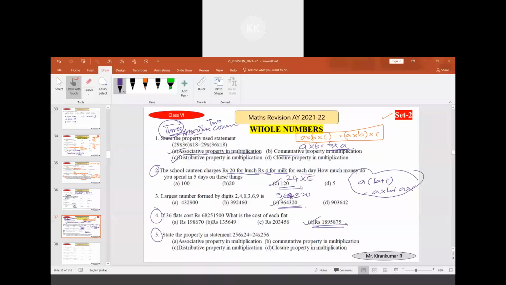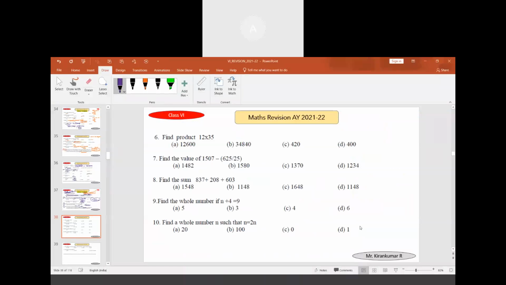Okay. Question number 5. State the property in the statement. Look, there are only 2 numbers here. Commutative property. Very good. Question number 6.